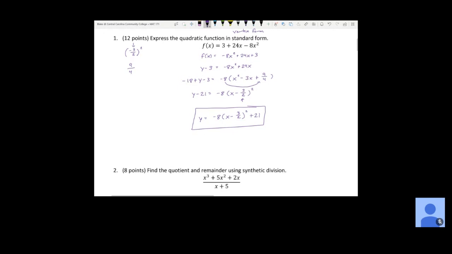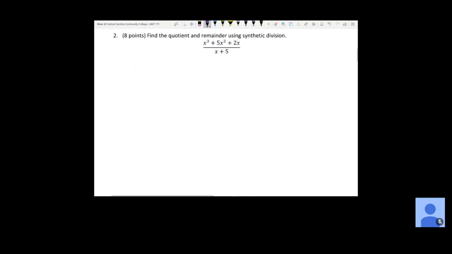All right. Let's take a look at number 2. Okay, so we want to find quotient and remainder, and it says this time we're going to use synthetic division to do that. All right, so if we use our synthetic division here, what value are we going to put in our box?